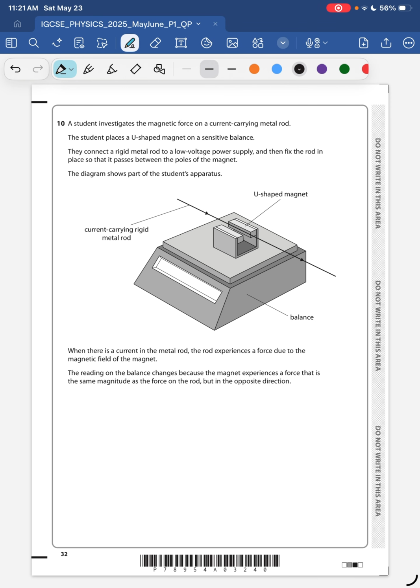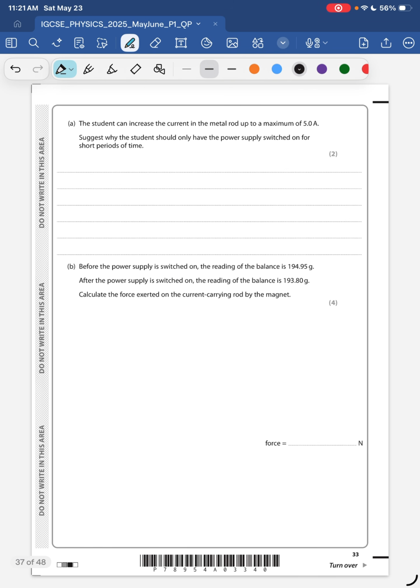When there is a current in the metal rod, the rod experiences a force due to the magnetic field of the magnet. The reading on the balance changes because the magnet experiences a force that is the same magnitude as the force on the rod but in the opposite direction. The student can increase the current in the metal rod up to a maximum of 5 amps. Suggest why the student should only have the power supply switched on for short periods of time.